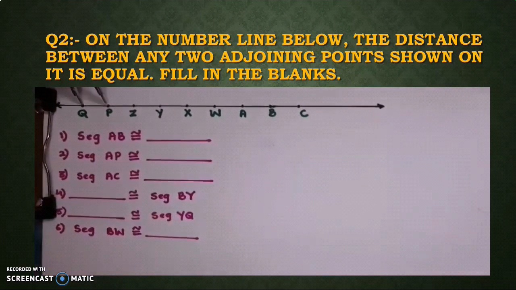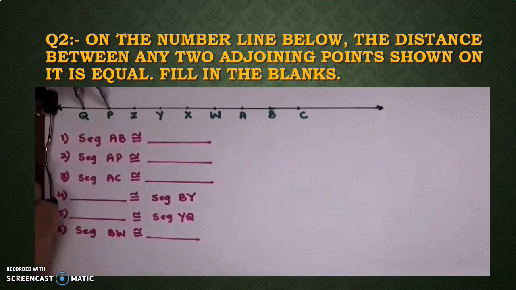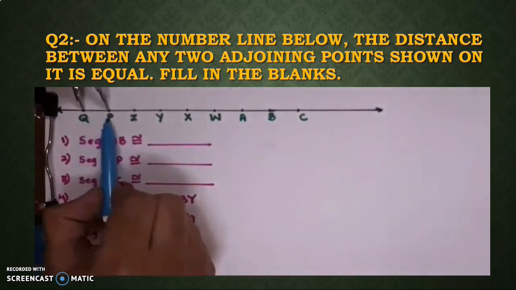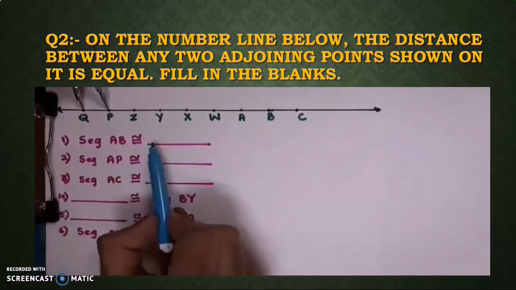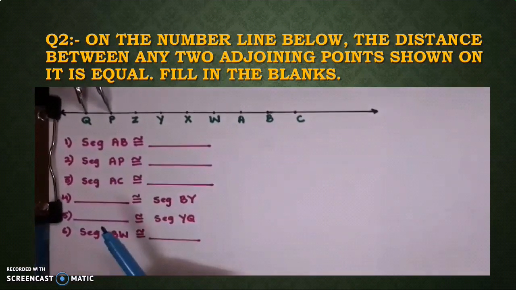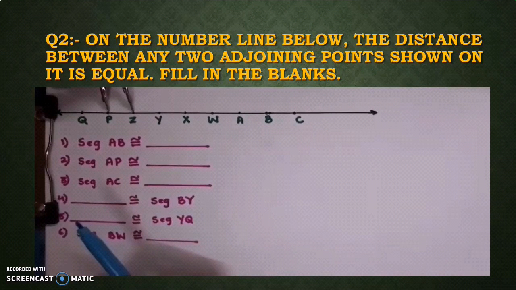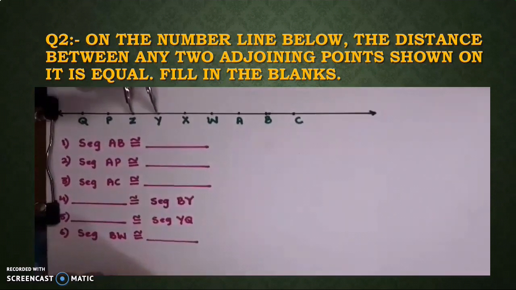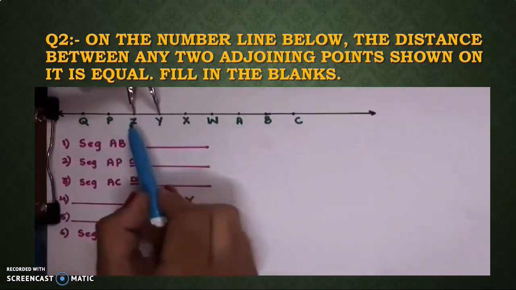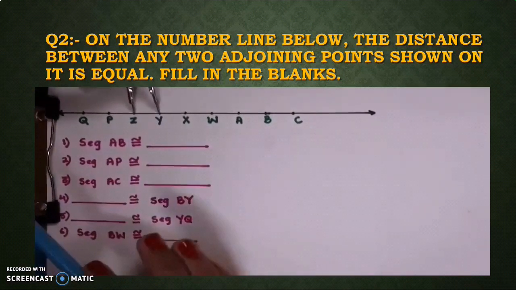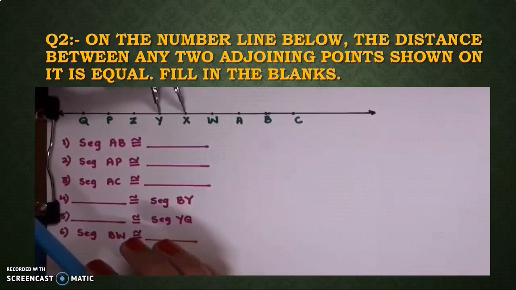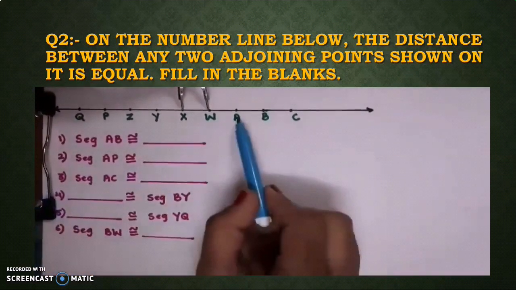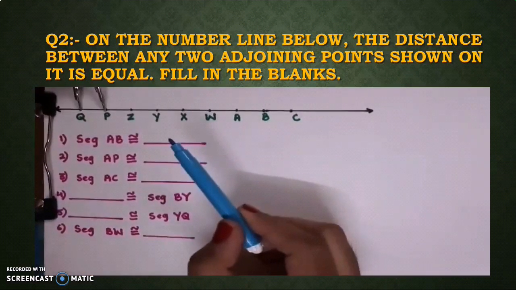Now I kept it on point Q, and I am getting the same measurement of QP. Means whatever length was given of AB, the same length is of segment QP. So we can write segment QP. But for your reference, you see now PZ also has the same length. If I keep this divider on this segment, then ZY also has the same length. If I keep it on point Y, it shows the same length. If I keep it on X, it shows the same length. So for AB, how many segments are congruent?